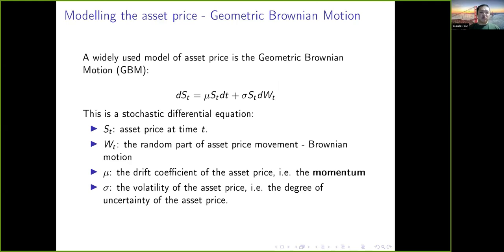Here, mu is the drift coefficient of the asset price, otherwise known as the momentum. Sigma is the volatility of the asset price. It tells us the degree of uncertainty in the asset price. So when mu is positive, the price has an upward momentum, and we can expect the price to go higher. However, because of the volatility, which is quantified by the coefficient sigma, the price might end up lower. The probabilities of these outcomes will depend on the values of mu and sigma.